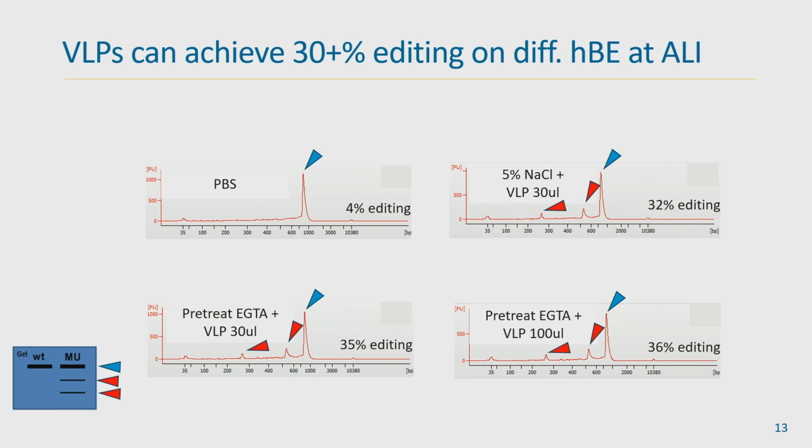So you can see we can get about 30% editing on differentiated HBEs at ALI. We did have to do either an EGTA pre-treatment or a sodium chloride co-treatment to facilitate access of the VLPs to the primary HBEs, to the receptors of the VLPs on the primary HBE cells.